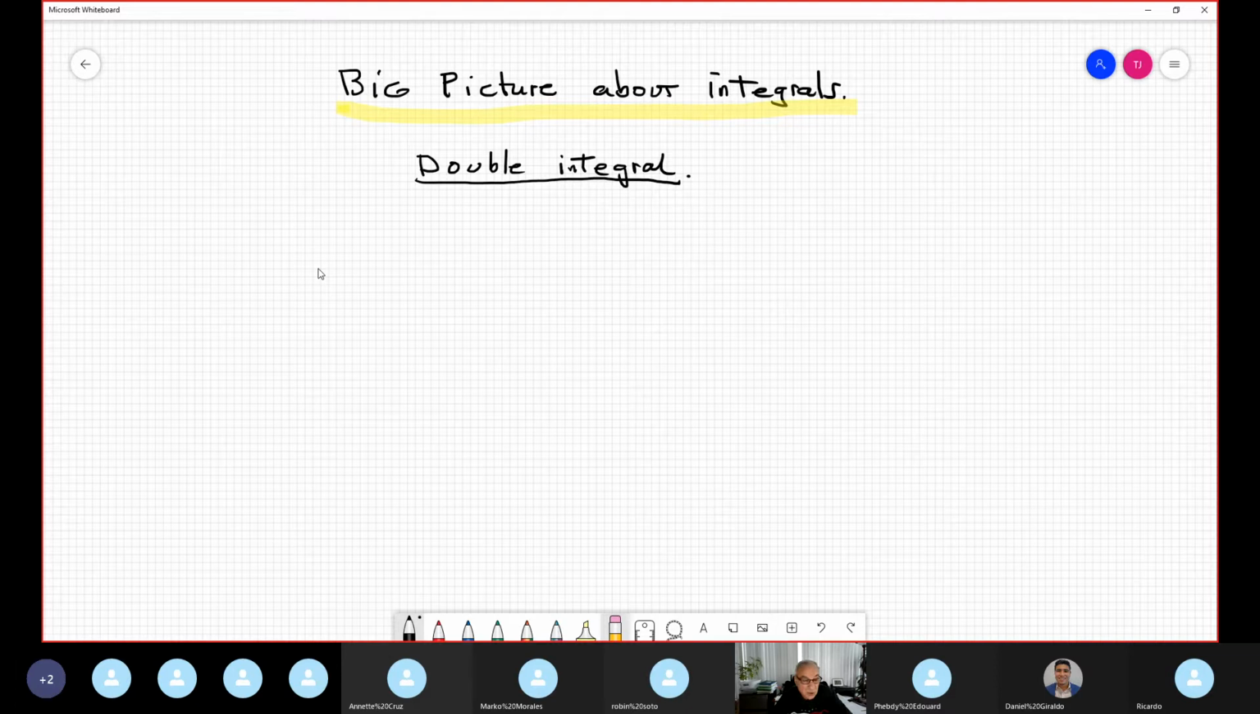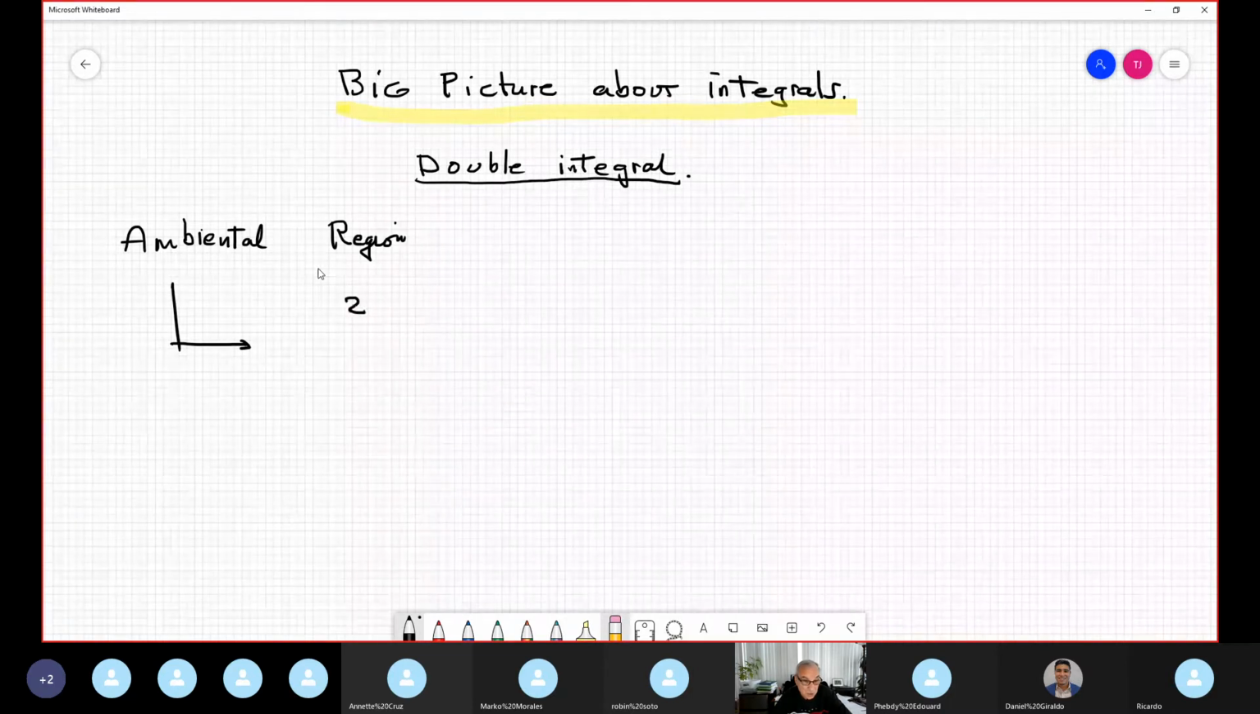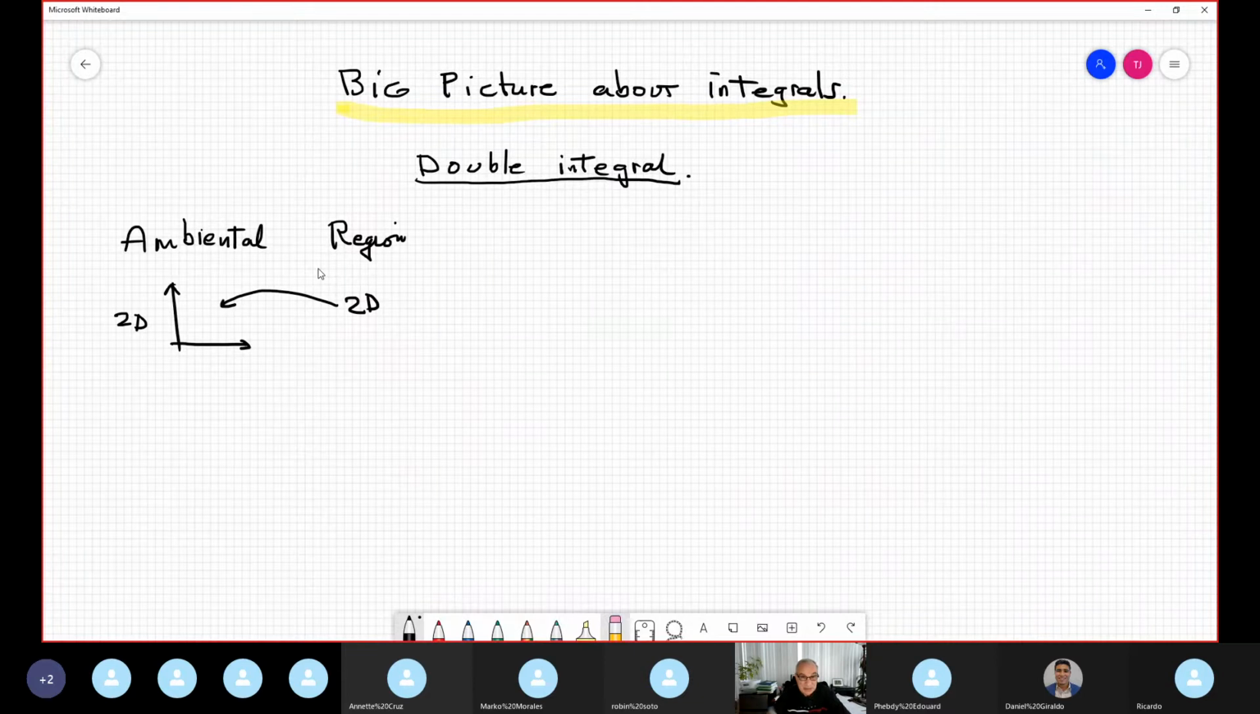So I want to explain an important conceptual idea. We have the ambient dimension. What is that? For example, in a double integral, normally the region is 2D, two dimensions, and this region lives in the two-dimensional ambient space. The idea is basically the region. So when you try to compute this double integral in the region R of the scalar function, we are talking only about scalar, not vectorial. Vectorial is in vector calculus.